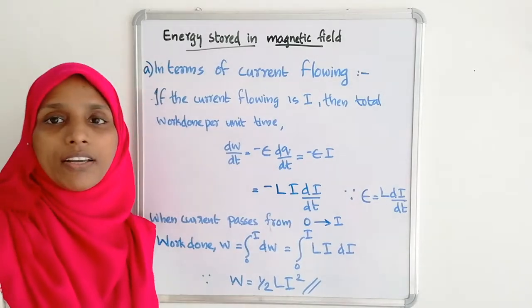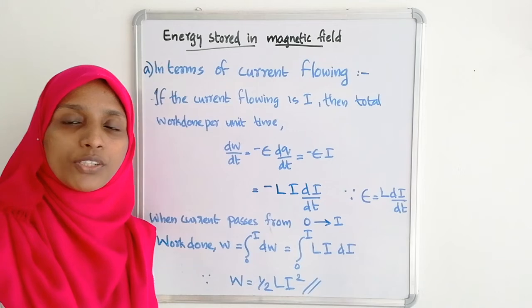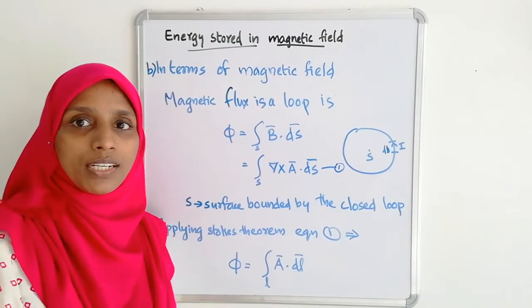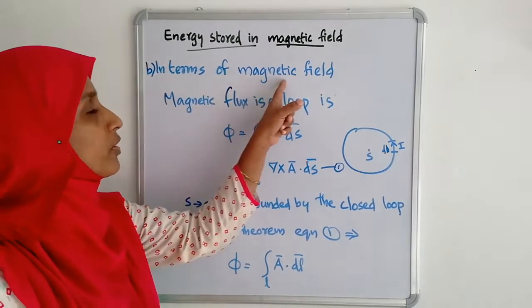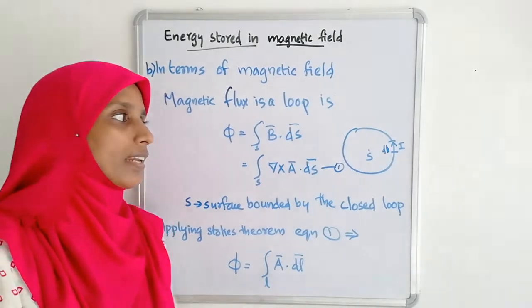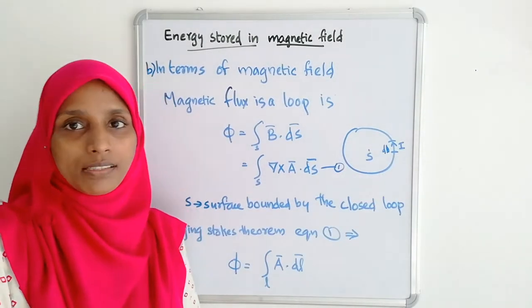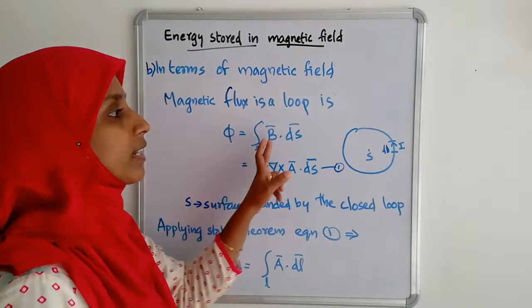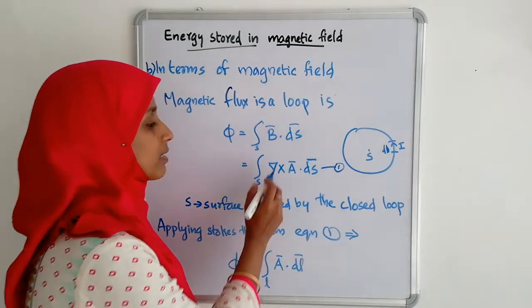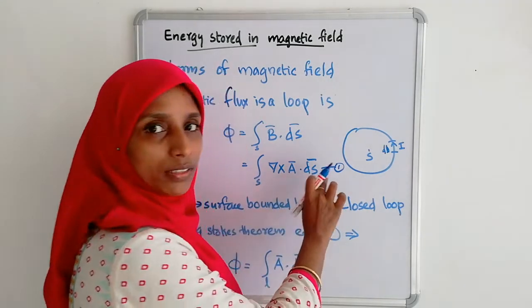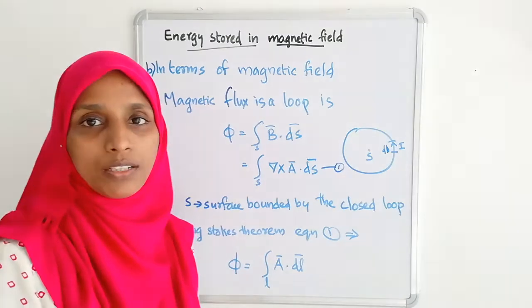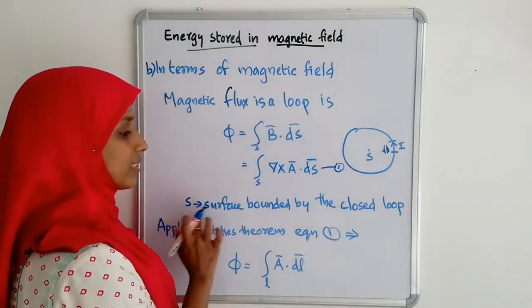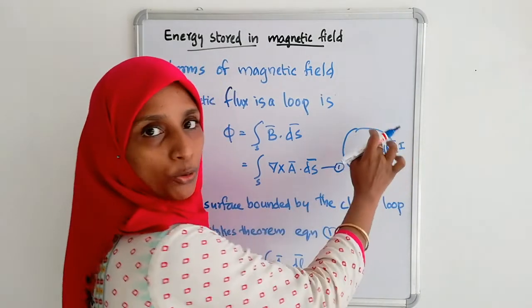Using this equation, we can derive the expression for energy stored in a magnetic field in terms of the magnetic field itself. Consider a closed loop through which the current I passes. Then the magnetic flux in the loop is phi equal to surface integral B dot ds, which can be written as surface integral del cross A dot ds, where we know B is equal to del cross A. Call this equation number 1, where S is the surface bound by the closed loop.